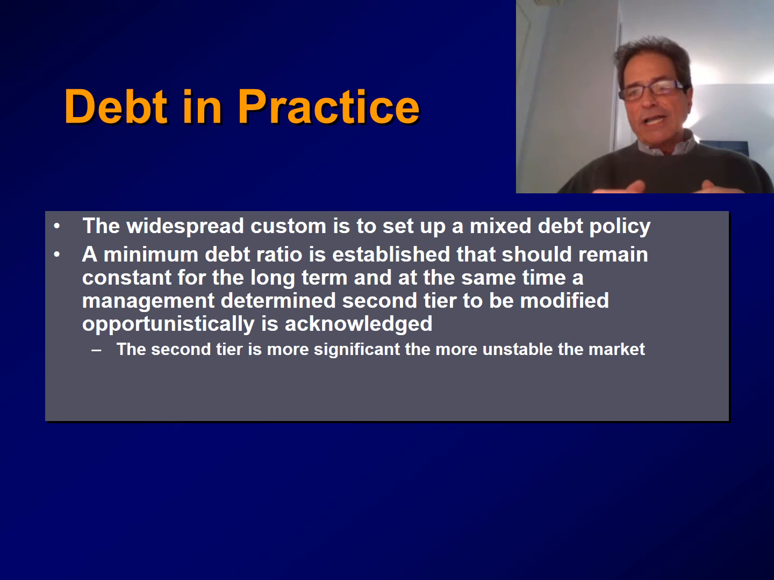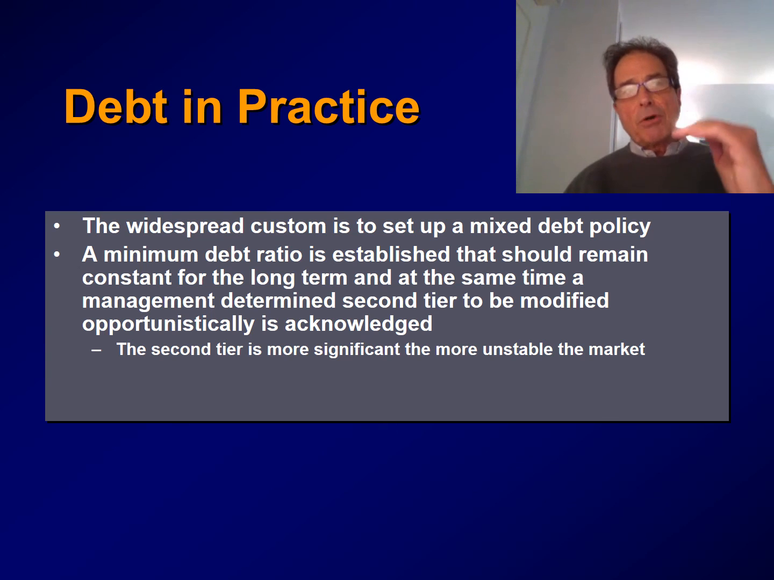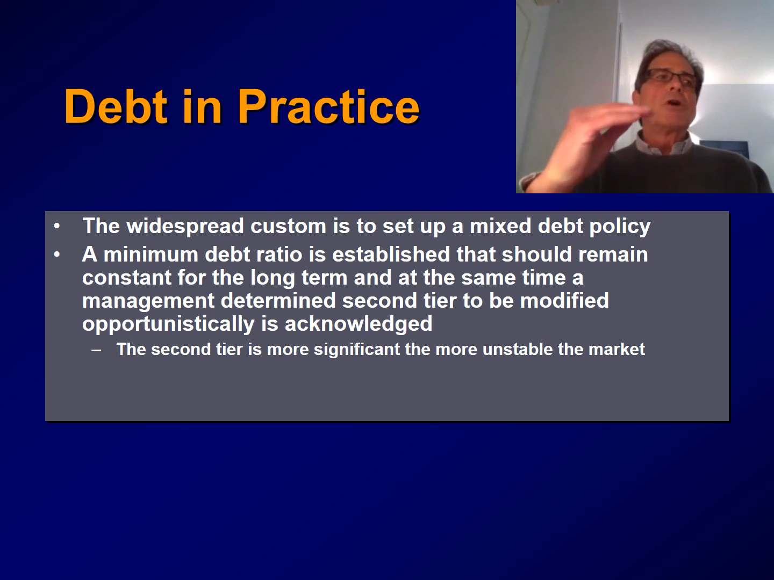But there is also a second tier of debt, which is managerially determined. So the debt is partially, the first tier, determined by the value of the firm, and the second tier is determined by management. And the magnitude of each of these two tiers depends on how volatile the environment is. For instance, in a very volatile emerging market, the managerial portion, the second tier, tends to be much more important than the first tier that depends on the value of the firm, and vice versa.